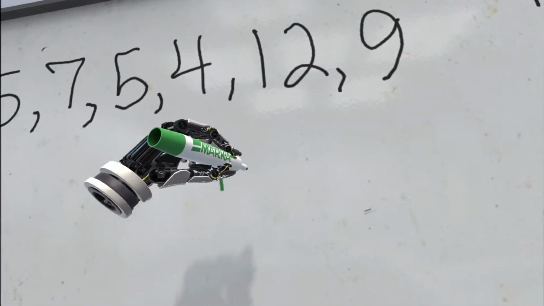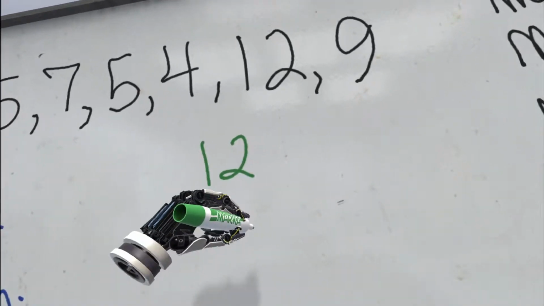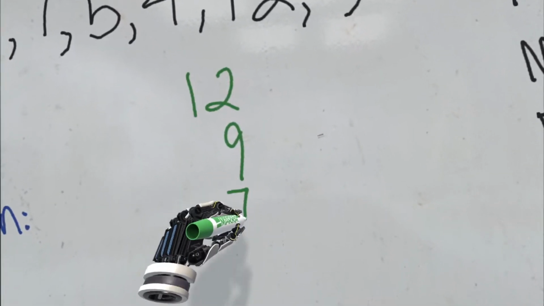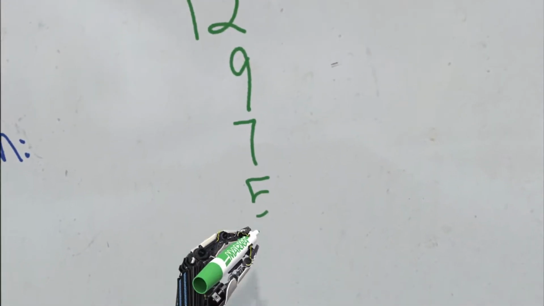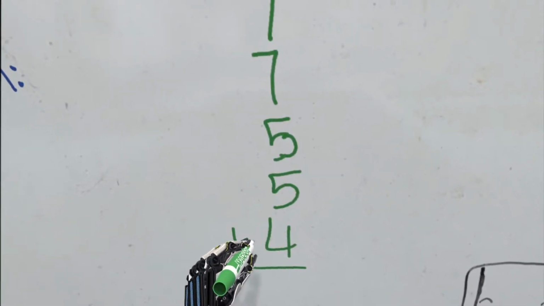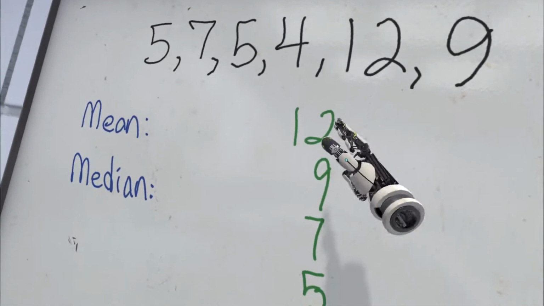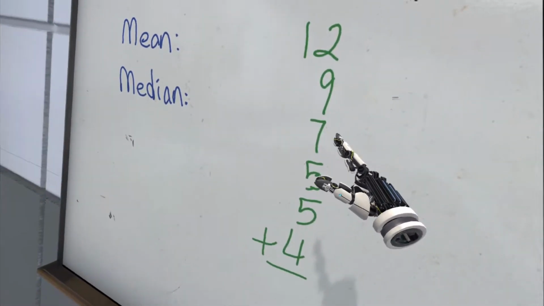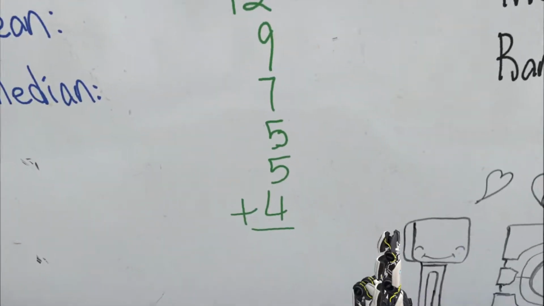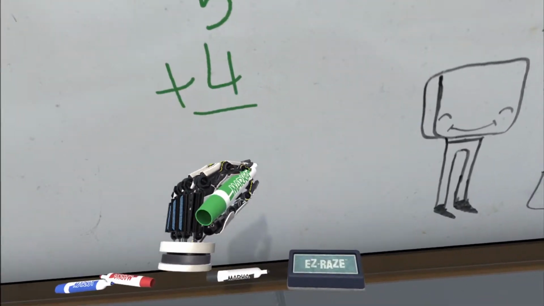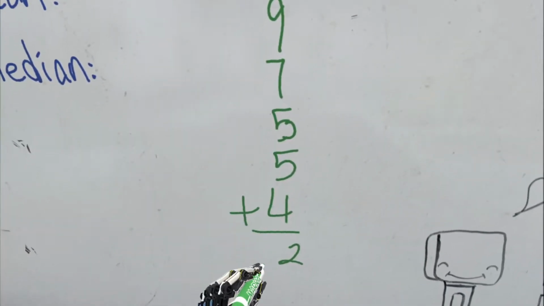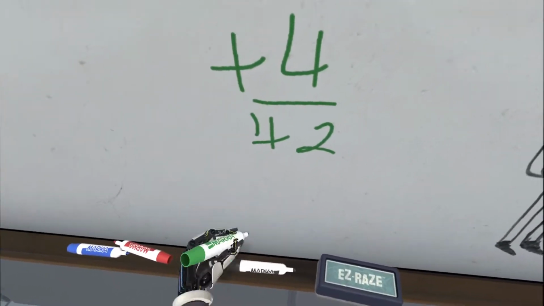What you're going to do with these numbers is add them. But first, let's write them down. Biggest to smallest: 12, 9, 7, 5, 5 again, and 4. So add these numbers up. 2 plus 9 is 11. 11 plus 9 is 18. 18 plus 5 is 23. 23 plus 5 is 28. And 28 plus 4 gives me 32. I put the 2 here, carry over the 3. Alright, what's 3 plus 1? 4. Alright, so we got right there 42.